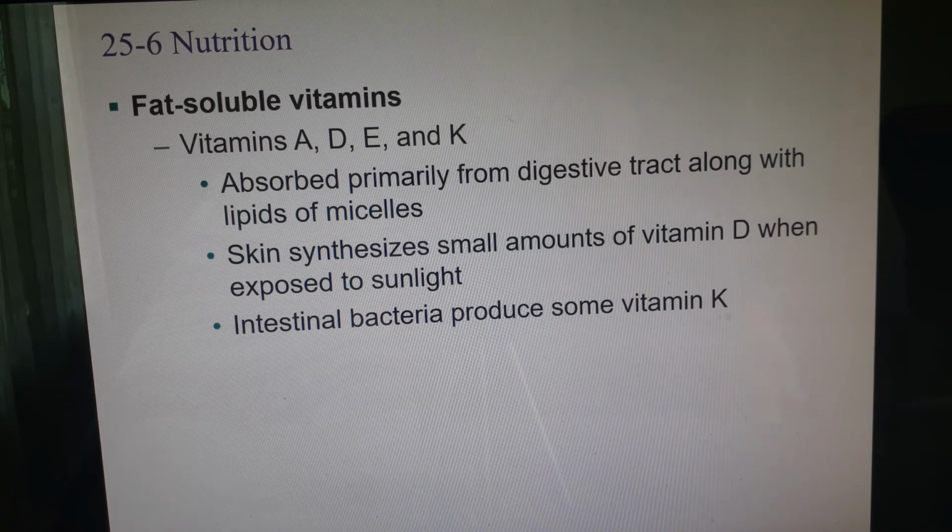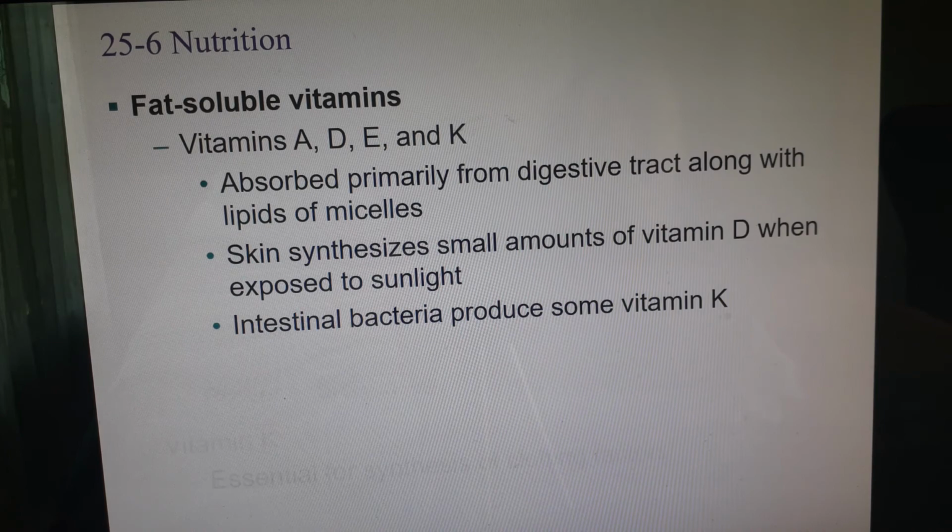Now, when you go to the supplement section of your grocery store or your drugstore, you'll notice that these come in oil caplets because they can only be dissolved in lipids. Okay? You need all of these vitamins. Vitamin A is for eyesight, vitamin D is for calcium absorption, vitamin E is for immune function, and vitamin K is for clotting. So we need all of these fat-soluble vitamins.